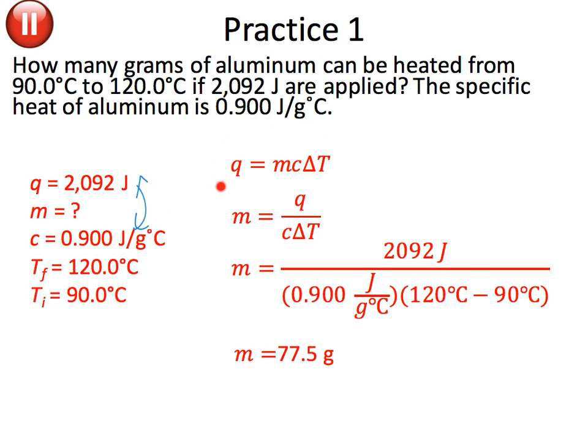So we start off with our heat equation. Q is equal to mc delta T. And we are solving for mass, which means that we have to divide both sides by C delta T. That gives us M is equal to Q over C delta T. So we put our joules on the top, we put the specific heat, which is already given to us, and we look at our temperature change. We get something with three significant figures, 3, 4, 3, and 4, so the lowest is 3. So we get 77.5 grams of aluminum.